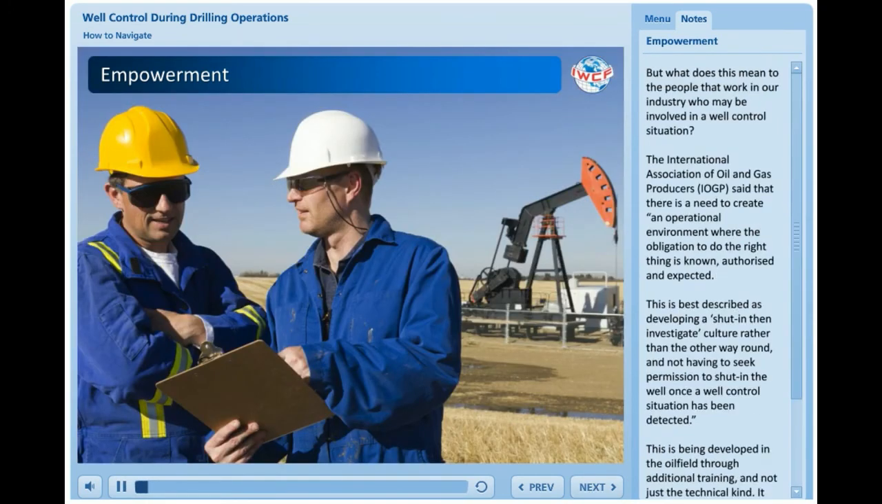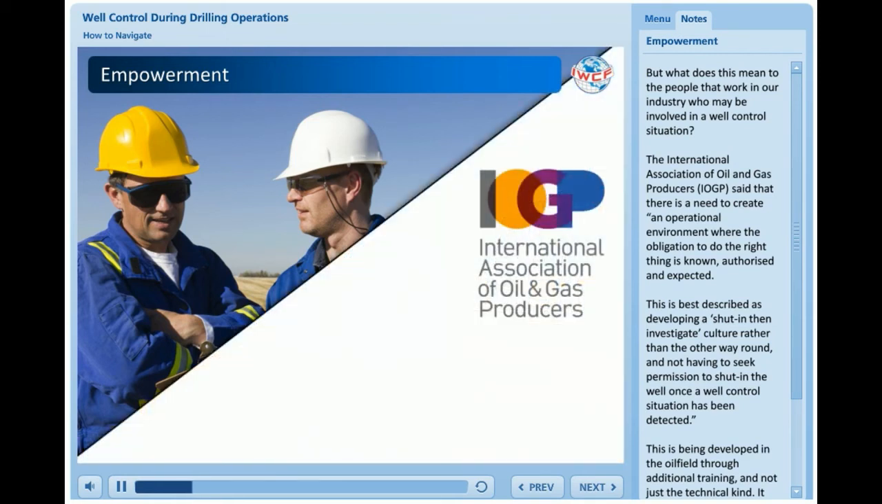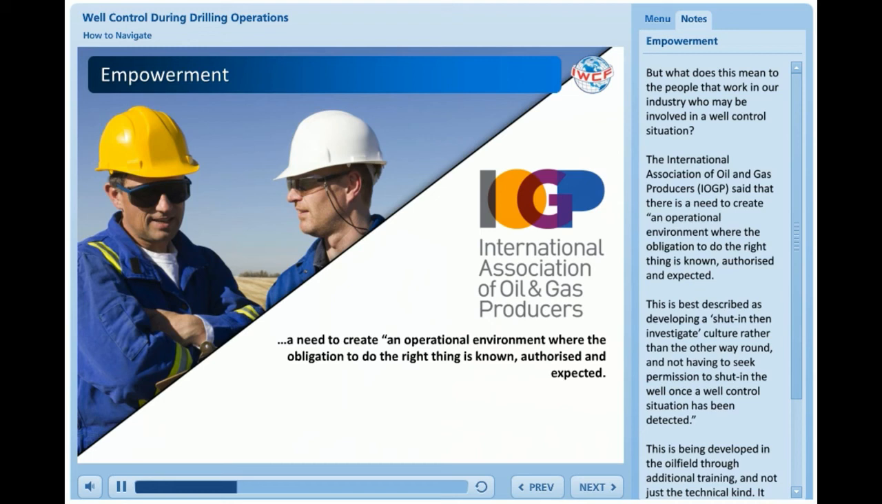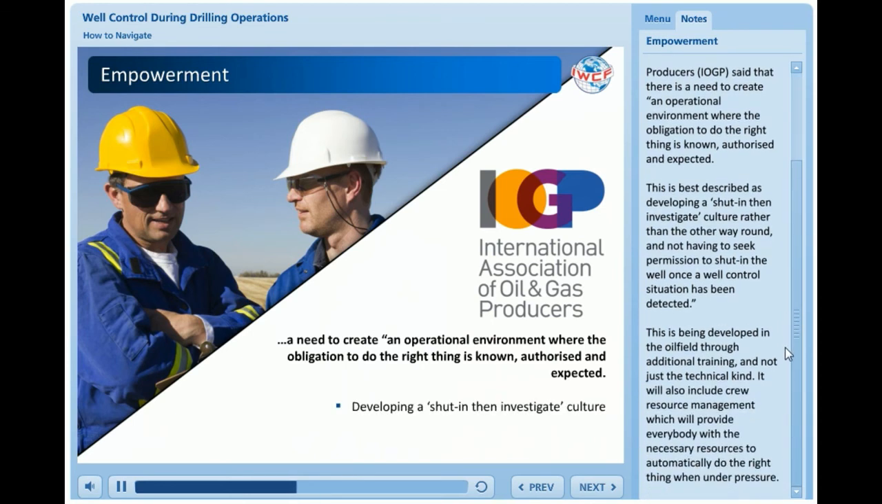But what does this mean to the people that work in our industry who may be involved in a well-control situation? The International Association of Oil and Gas Producers, IOGP, said that there is a need to create an operational environment where the obligation to do the right thing is known, authorized, and expected. This is best described as developing a shut-in, then investigate culture rather than the other way round, and not having to seek permission to shut in the well once a well-control situation has been detected.